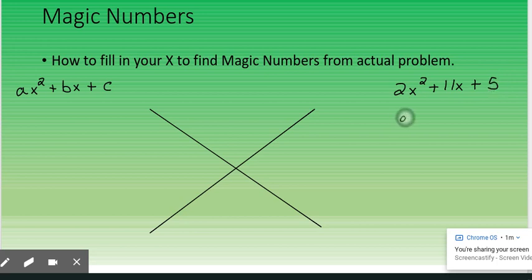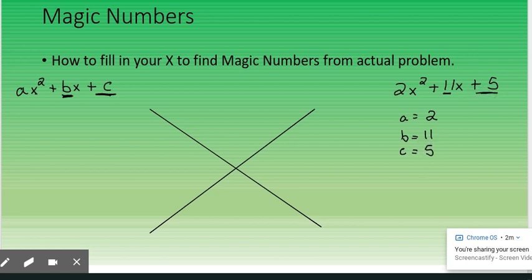So in this scenario, the a would be 2, because that's the number in front of the x squared. I just realized I wrote a equals a, which is not a false statement, but I meant a equals 2. B is the number in front of the x, so that would be the 11. And our c is the number without an x on it, the number without a variable. So that would be our 5.